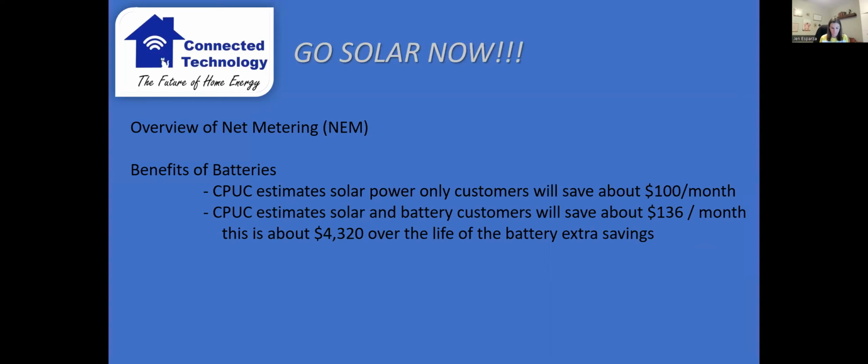The CPUC estimates that solar and battery customers are going to save more than solar-only customers on the new net metering 3. This is about $4,320 over the life of the battery, which continues to help pay for it. So between the federal tax credit, the SGIP, and the extra savings of having a battery, it almost pays for the full cost of the battery.